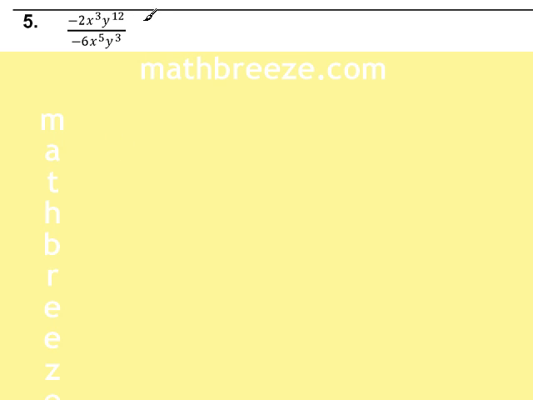In number 5, we have a quotient that we want to simplify. So let's start with these coefficients. Let's reduce in the usual way, divide top and bottom by minus 2. Okay, so we just have 1 on top. And on the bottom we have positive 3. All right, so let me rewrite. In the denominator we have 3x to the 5th y cubed. And in the numerator we have x cubed y to the 12th.